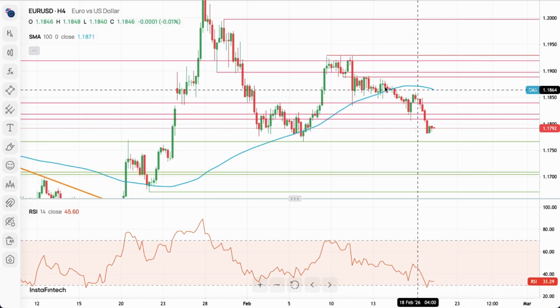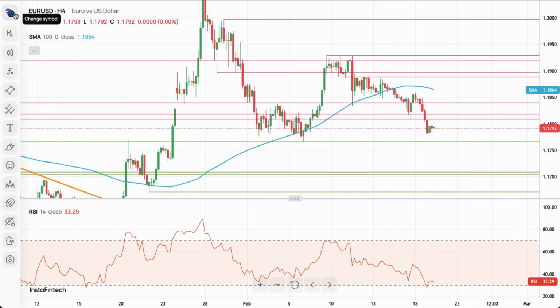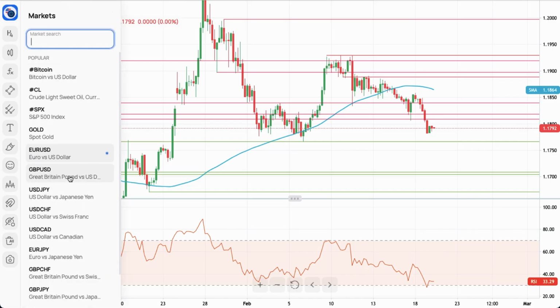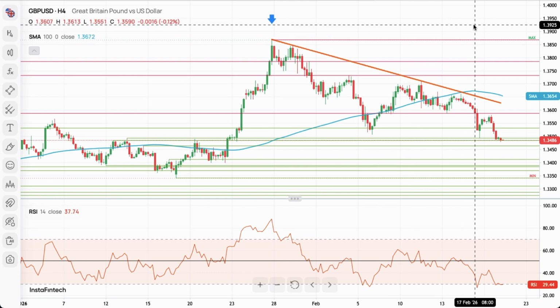Euro Dollar looks like that. We are below the 100 periods moving average on the 4-hour time frame chart. And the outlook remains bearish with a possible bounce to the upside. Very similar situation on Cable.